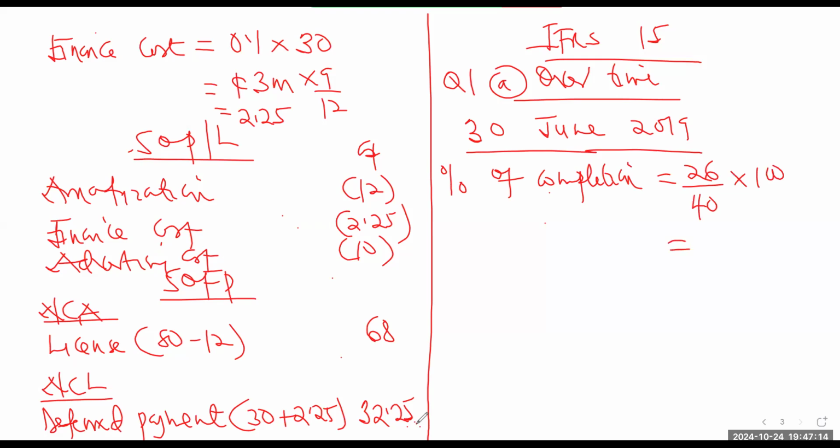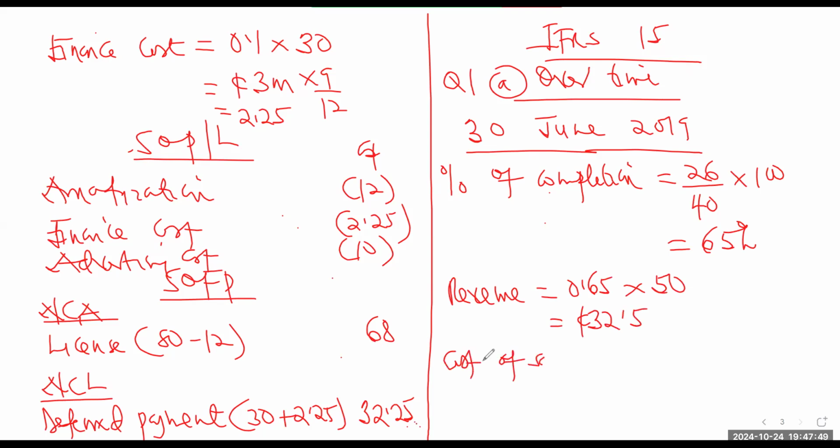65%. Okay, so 65%. In 2019, we recognize revenue up to 65% and also cost of sales up to 65%, isn't it? Yes, sir. So our revenue will be 0.65 multiplied by the total contract price. Is that 50 million? Yes, sir. So what are we having? 32.5. Our cost of sales, if you're using the input method, will still be the same as the cost incurred to date, isn't it? Yes, sir.